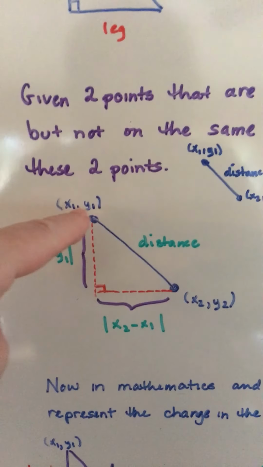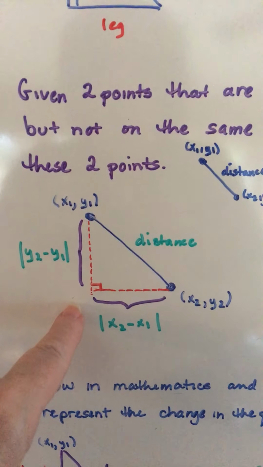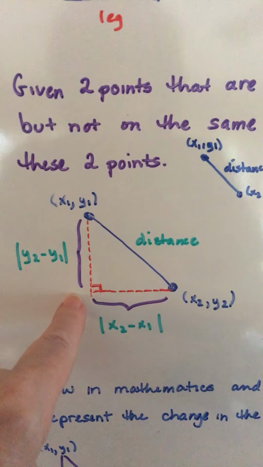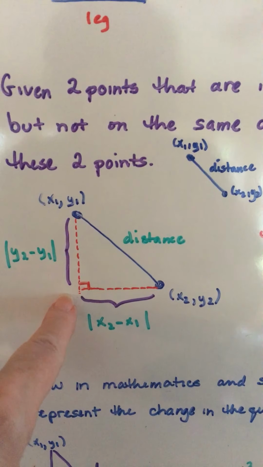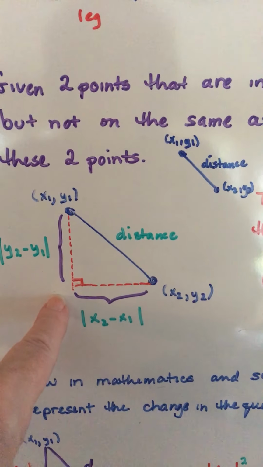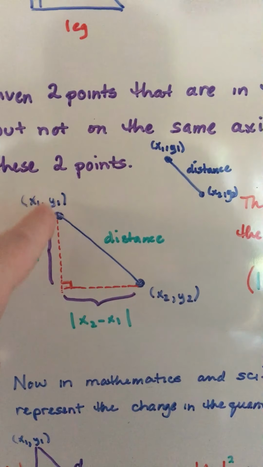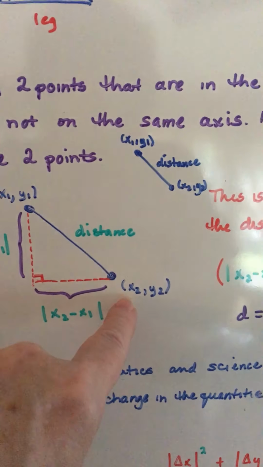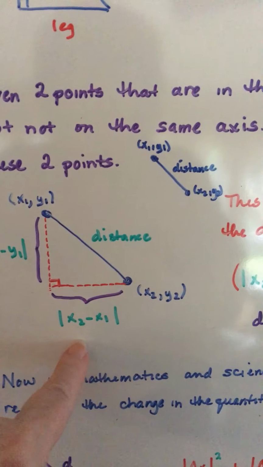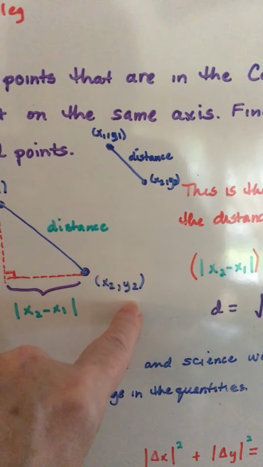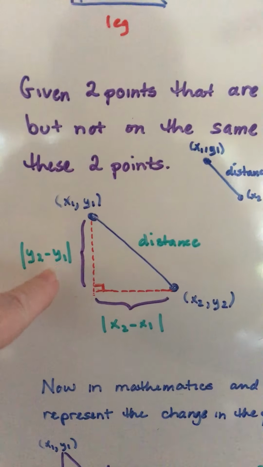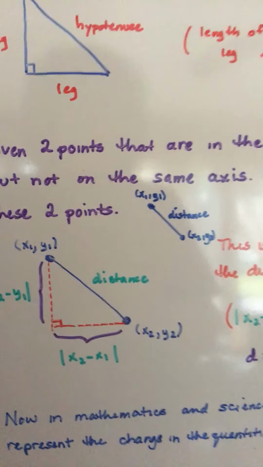And so this is x1, y1, and down here I should have written x1, y2. In this little corner, I forgot. That's okay. So how far apart are x1 and x2? There is the length. How far apart are y1 and y2, which is the vertical? There is the length. That's the distance.